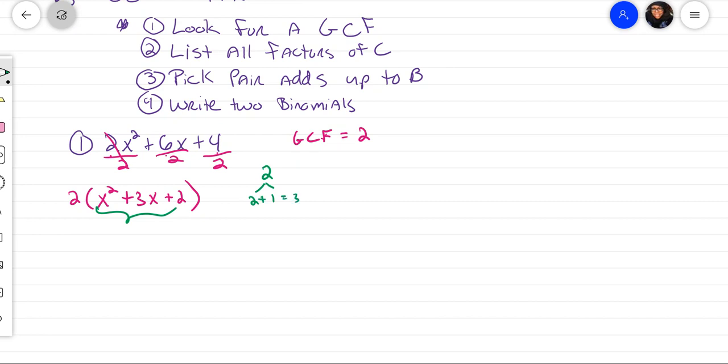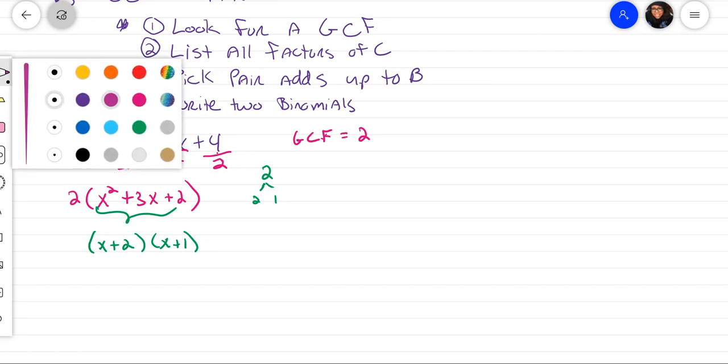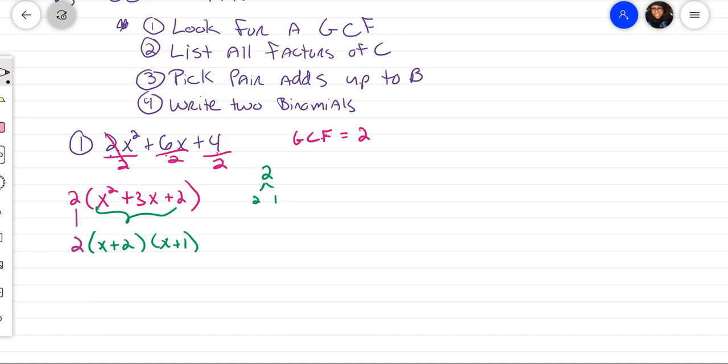So now we write our 2 binomials. It's going to be x plus 2, x plus 1. But we need to remember that one extra thing, which was the GCF. You have to bring that down. So it's going to be 2, and then x plus 2, x plus 1.